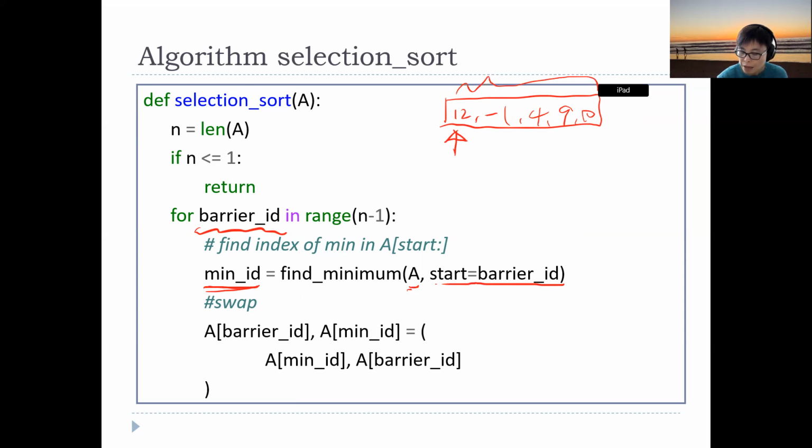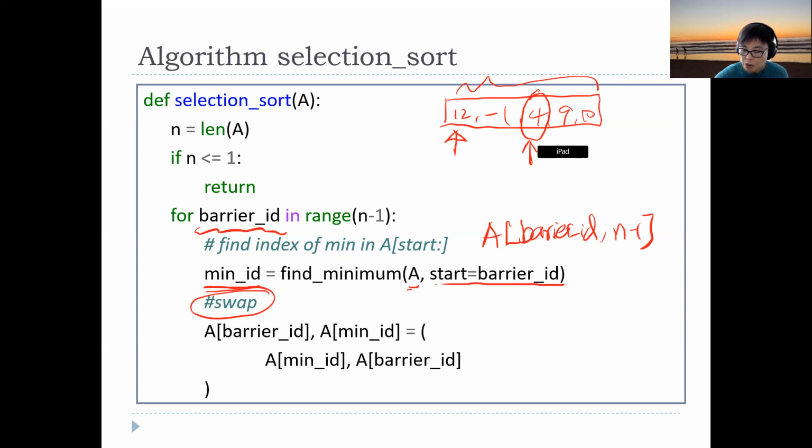Because from the array A, starting from the barrier ID to n minus 1, that's basically the portion we have not yet sorted. So we find the smallest one, and then we do a swap. In this case, let's say this min ID is actually 2. Then we swap what's here with the current barrier ID, because we put that into the front. So that's what we do.